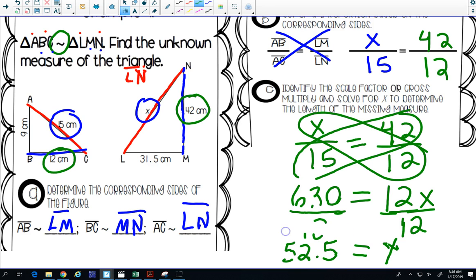So my answer is 52.5. Okay. So it's centimeters. So I'm going to write 52.5 centimeters is my answer.